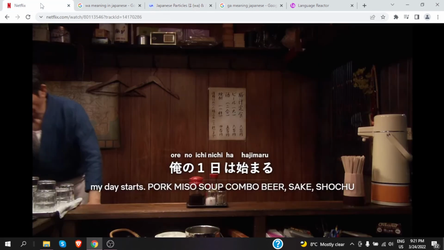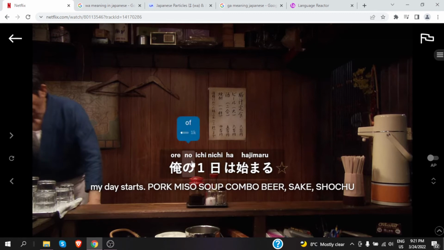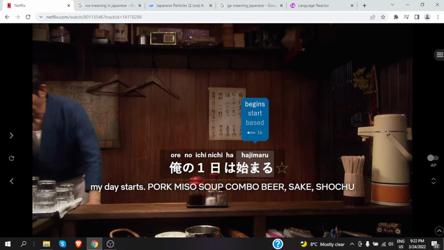Anyway, I'm gonna go back because I don't want to bore you too much. My one day. Ore no ichinichi wa. I suppose your day is universal to everyone. I mean, everyone experiences my day when you wake up. What do you do? So, ore no ichinichi wa hajimaru.